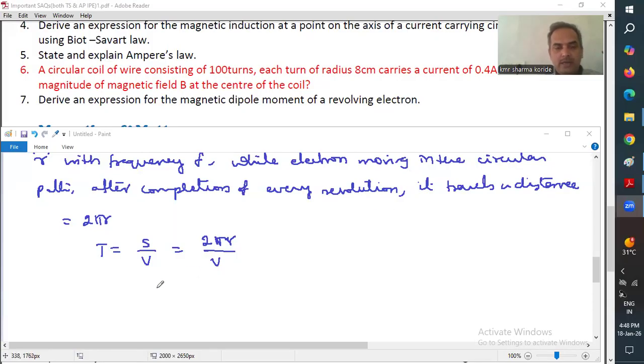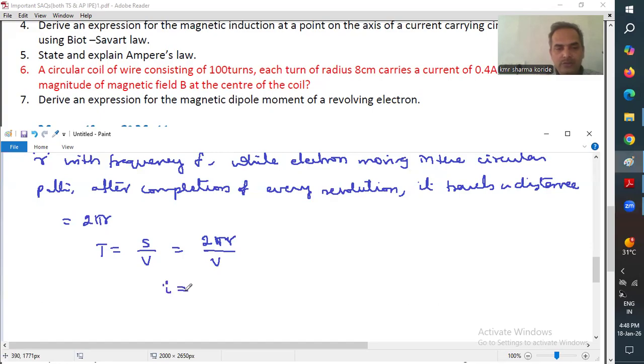When a charge moves in a circular path, the current produced due to the motion of the charge is, since it is q by t, the electron charge E by t. This is the rate of flow of charge. Call this equation 2, and the earlier one equation 1. From this, in place of t we can substitute 2 pi r by v, which is equal to E by I.